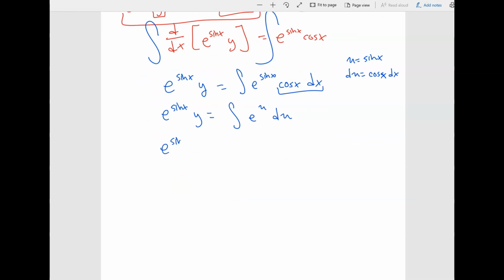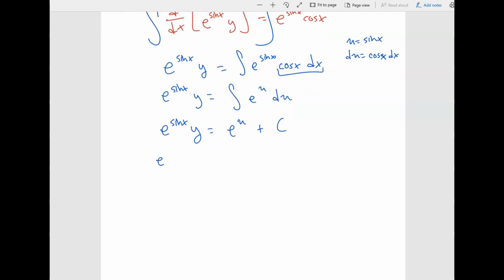So I have e to the sine x times y equals e to the u plus c. So then let me just plug in the u back. So it's going to be e to the sine x plus c. Okay. So now all I have to do is just divide or solve for y. So I'm going to divide by this e to the sine x to all three sides.